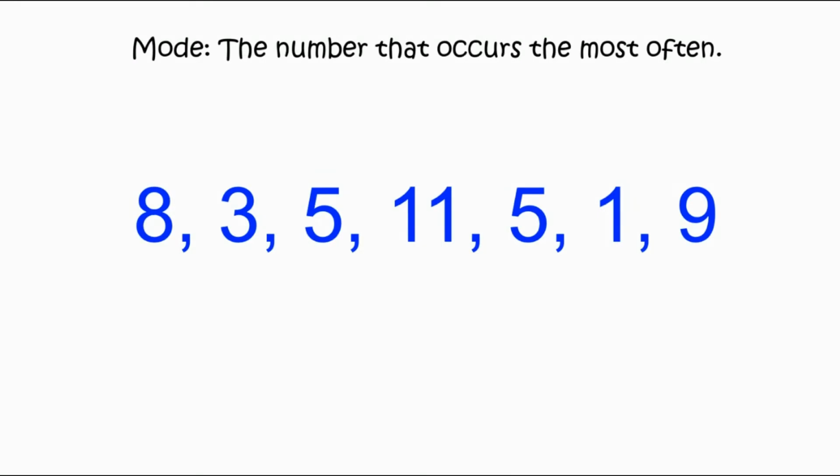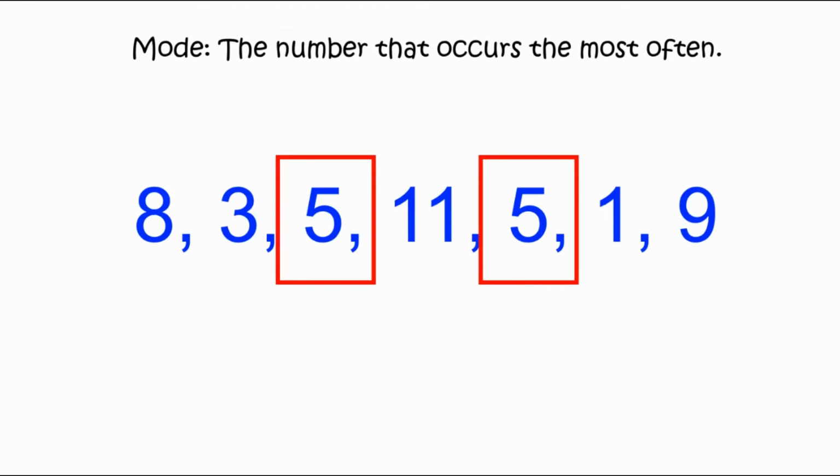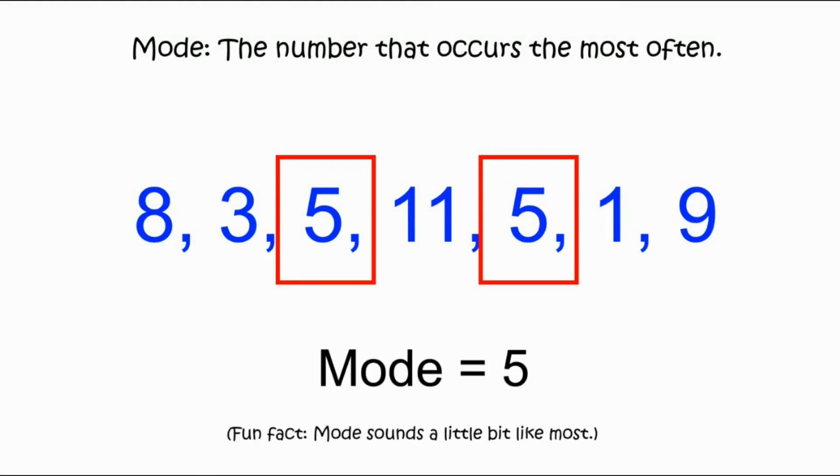Now I'll show you how to find mode. When looking at a set of numbers, you can find the mode by looking at which number in the set occurs most often. In this set, we have two 5s. There is no other number that occurs twice. Since the number 5 occurs the most often, it is the mode. A fun way to remember mode is to recognize that the word mode has the same beginning sound as most.